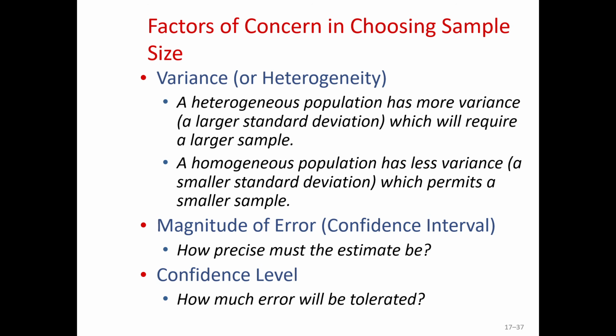The magnitude of error, or the confidence interval, is the second necessary bit of information. Defined in statistical terms as E, the magnitude of error indicates how precise the estimate must be. It indicates a certain precision level. From a managerial perspective, the importance of the decision in terms of profitability will influence the researcher's specification of the range of the error. And then the third factor of concern is the confidence level. In most business research we will typically use a 95% confidence level.